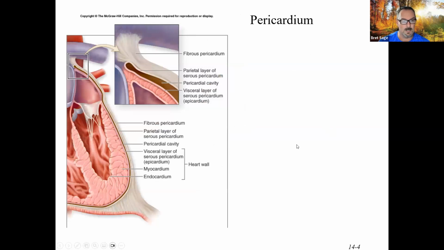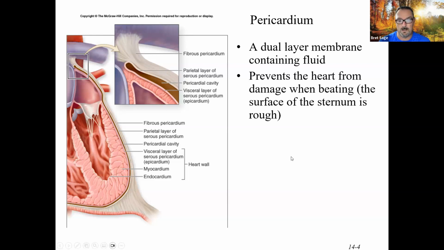It's a layer of connective tissue, protects the heart from rubbing up against the ribs, especially, and the sternum. It's a dual layer membrane containing fluid. The fact there's fluid between these layers gives friction reduction. It prevents the heart from damage when beating. The surface of the sternum is rough. So you want to make sure that the heart doesn't get shredded from the inside of the sternum. And so having the pericardium there protects it.